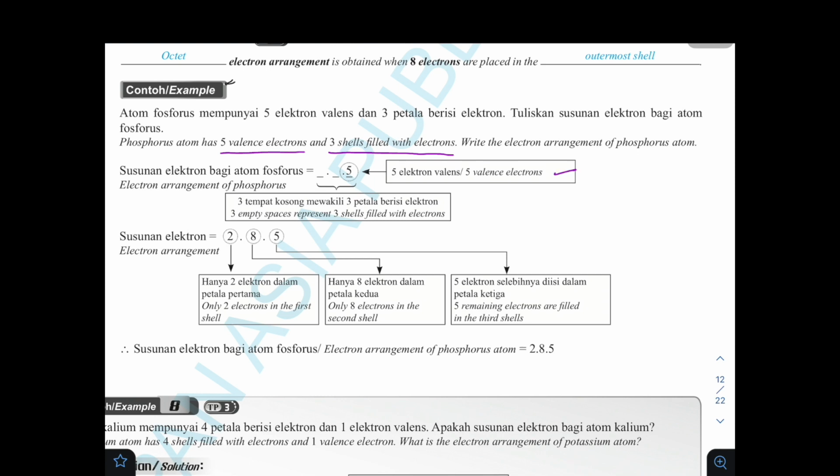Kemudian, you see dia kata dia ada 3 shell filled with electron. So, dia ada 3 shell yang berisi dengan elektron ya. So, tadi kita sudah tulis 5. This is the valence electron. And then the second shell should be 8. And the first shell should be 2 ya. So 2.8.5.